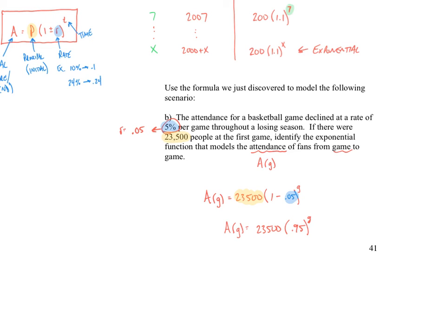If I were to say, okay, 23 games have gone by, how many fans are at the game? That's pretty easy to do now because I've got a function that tells me how many fans will be at any given game if I know what number game that is. Okay, so we're going to start using these functions, and we'll practice a little bit together in class tomorrow.